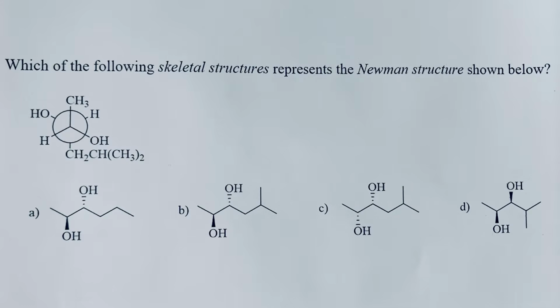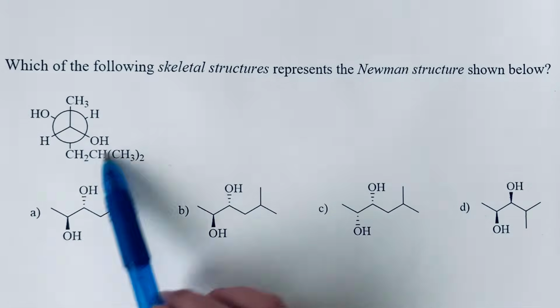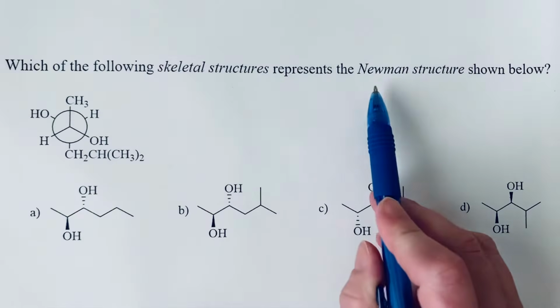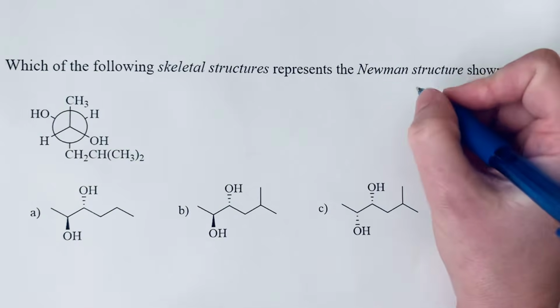Which of the following skeletal structures represents the Newman structure shown below? So our options are all skeletal structures, and our Newman projection is a certain way of looking at a molecule to see where groups are oriented around each other in three-dimensional space. So we need to know how to interpret these Newman structures.